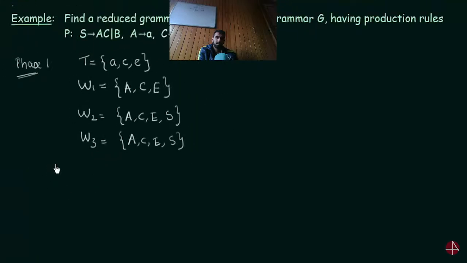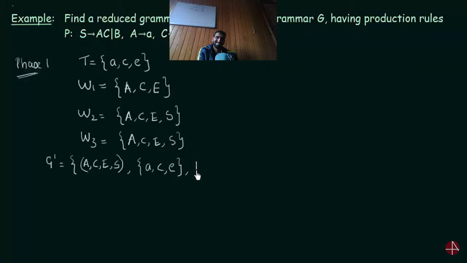Now we have to see how we can write our grammar. Our grammar G dash can be written as follows. What are the non-terminal symbols? A, C, E and S. These are our non-terminal symbols. And what are our terminal symbols? Here the terminal symbols that we will have are small a, because A derives a, then C derives small c, and E derives small e. These will be our terminal symbols. S does not derive any terminal symbol.